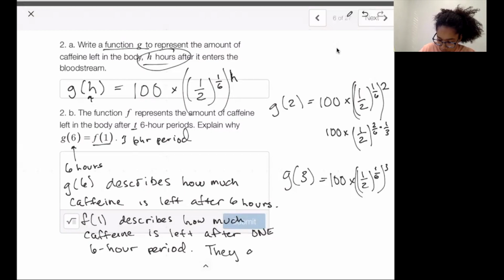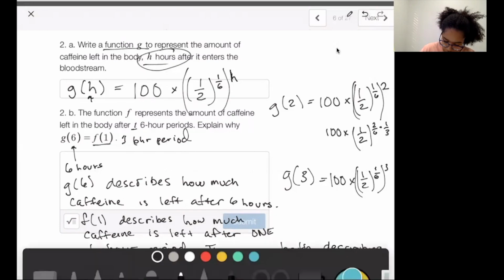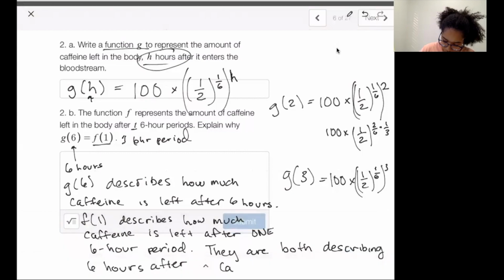They are both describing 6 hours after caffeine enters the body.